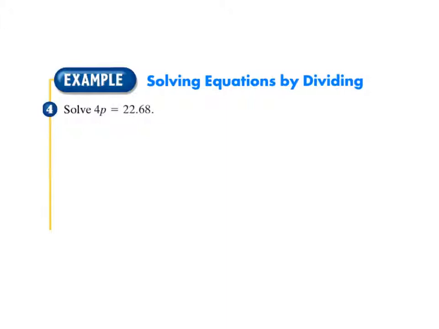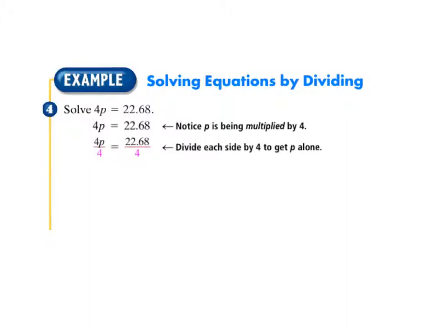So if I want to solve 4p equals 22.68, first I'm going to notice that p is being multiplied by 4, because I know when the number is right next to the variable, that means multiplication. So to undo multiplication, or do the opposite, or the inverse operation, is to do division. So I'm going to divide both sides by 4. The 4s with the p are going to cancel each other out, and then again we're just going to do the math. So 22.68 divided by 4 gets me 5.67.